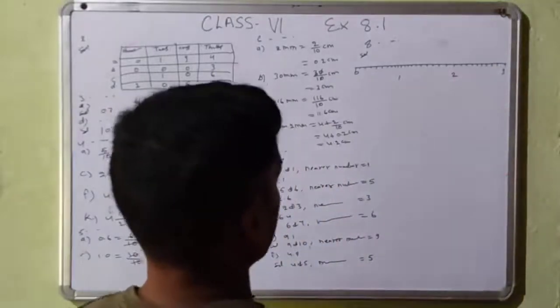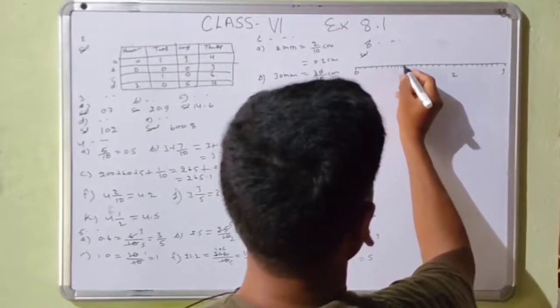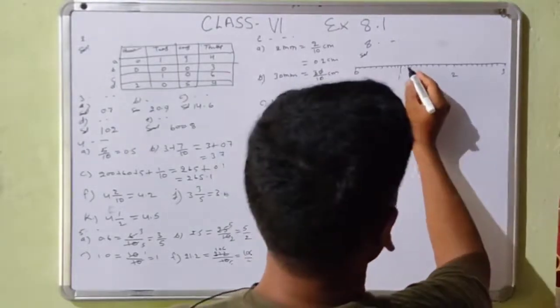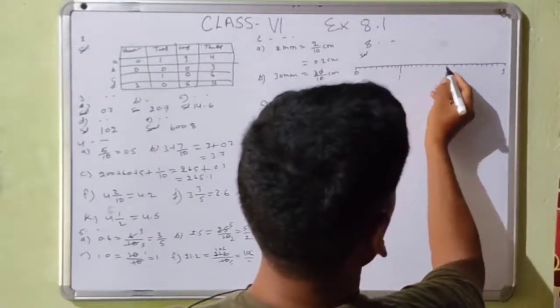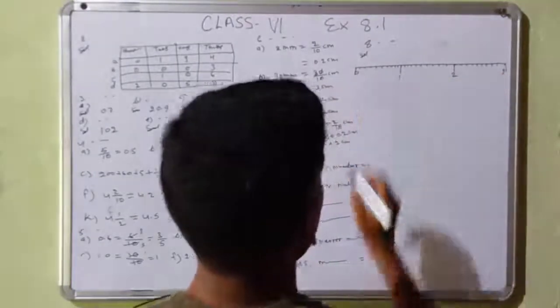These are decimals. Then 1, 2, 3, 4, 5, 6, 7, 8, 9, 10. This is the main line. This is also a main line, and this also a main line, and this is also a main line.